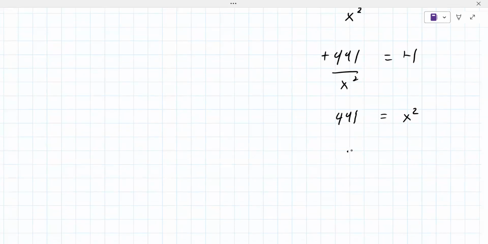So X is either plus or minus 21, but it does say in the problem it's only positive numbers. Not every problem will say that, like you do get negative solutions sometimes to these things.